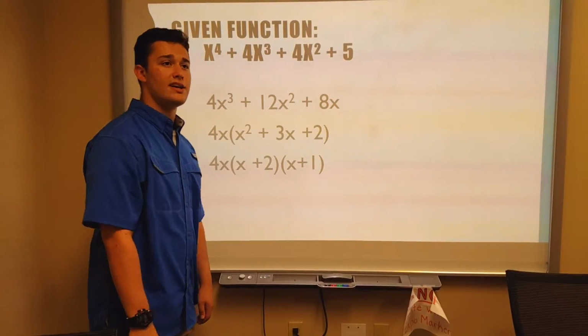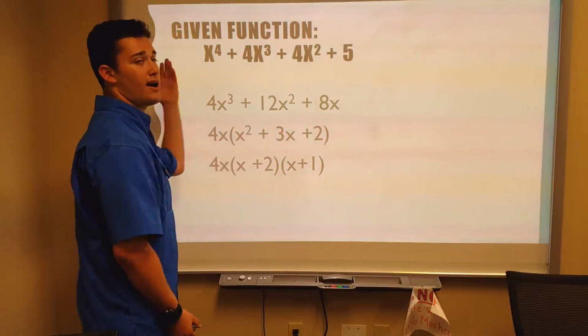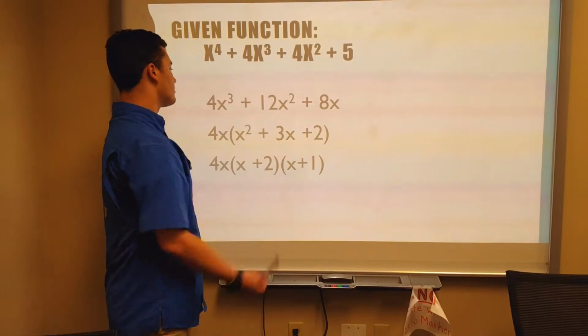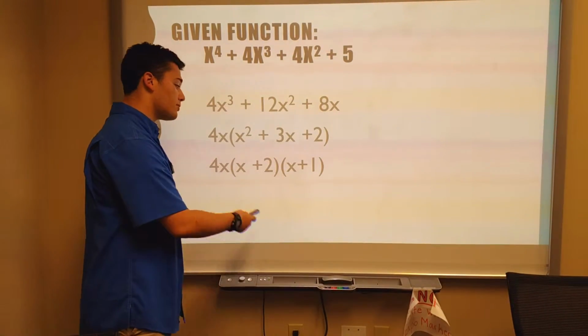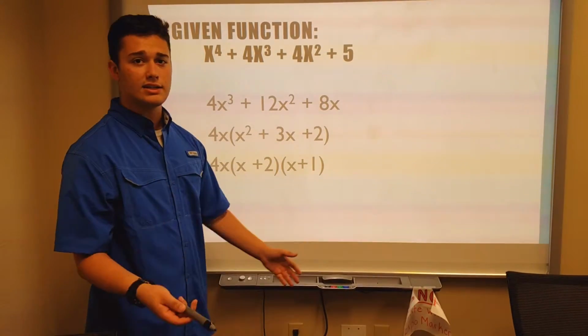In order to find when the badger is ascending and descending, we must use the derivative of the function. So here's our parent function written in bold so you know it's important. Here's its derivative, 4x to the third plus 12x squared plus 8x. Here's a super simplified version of our derivative that makes the next step a lot easier.